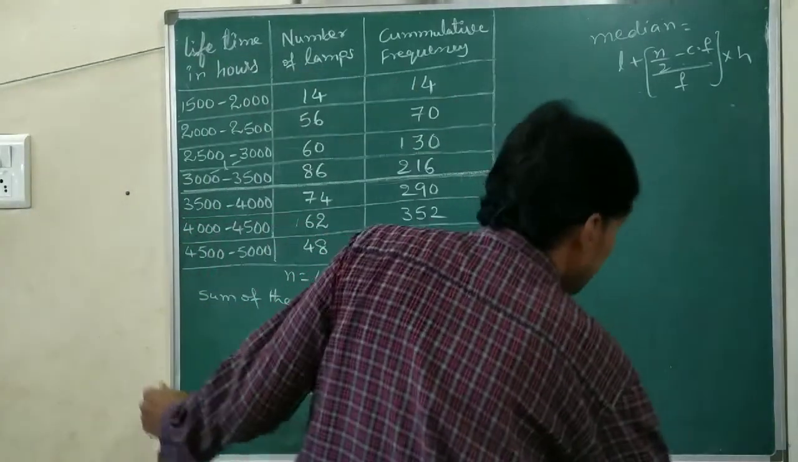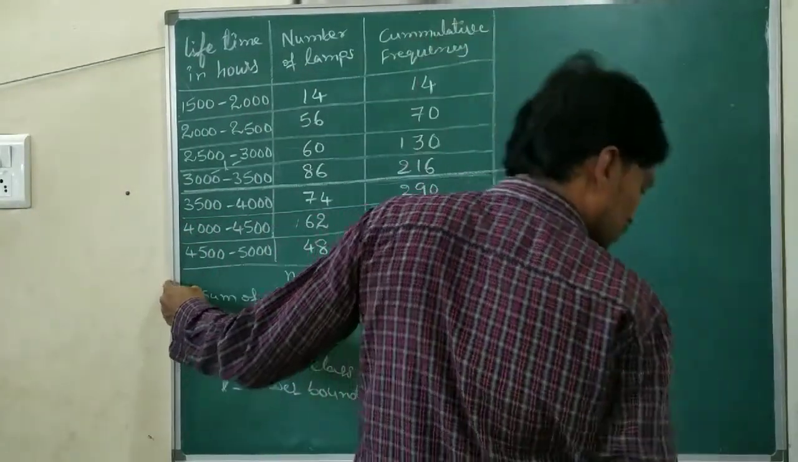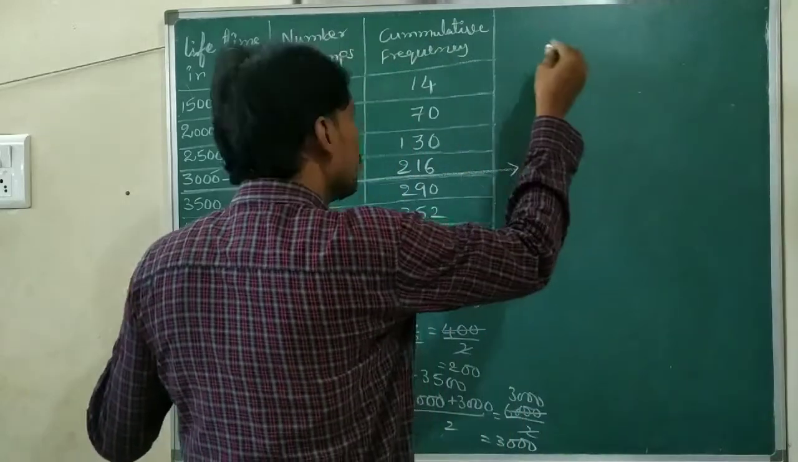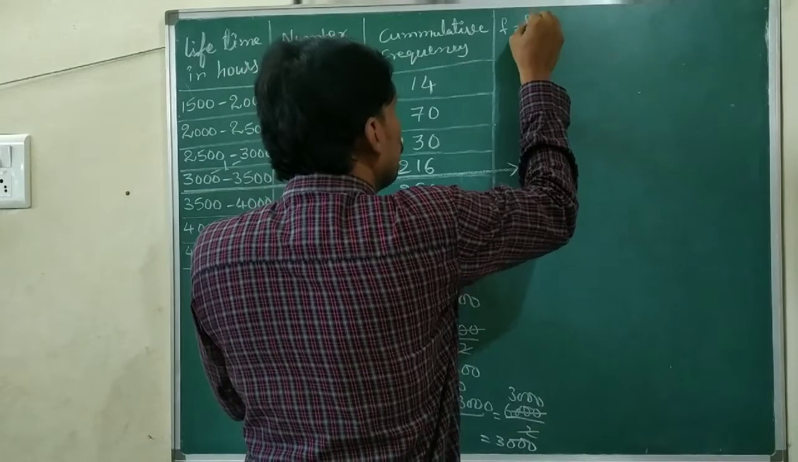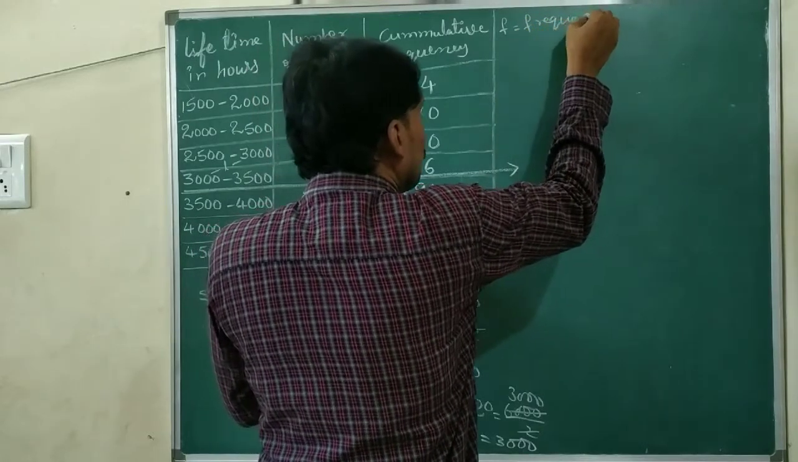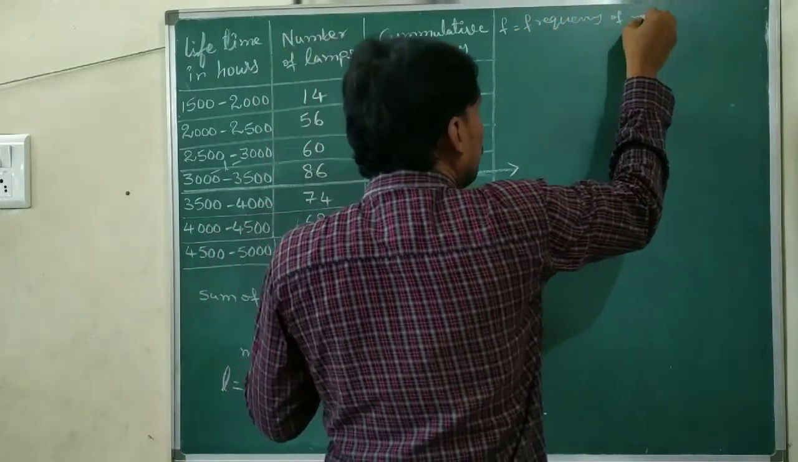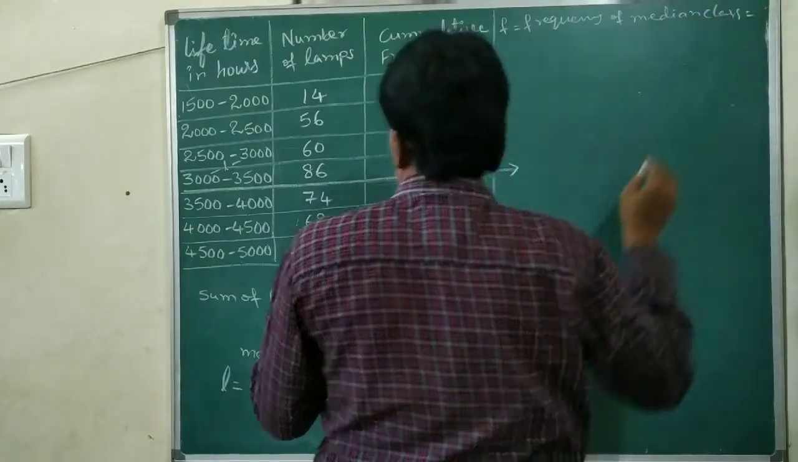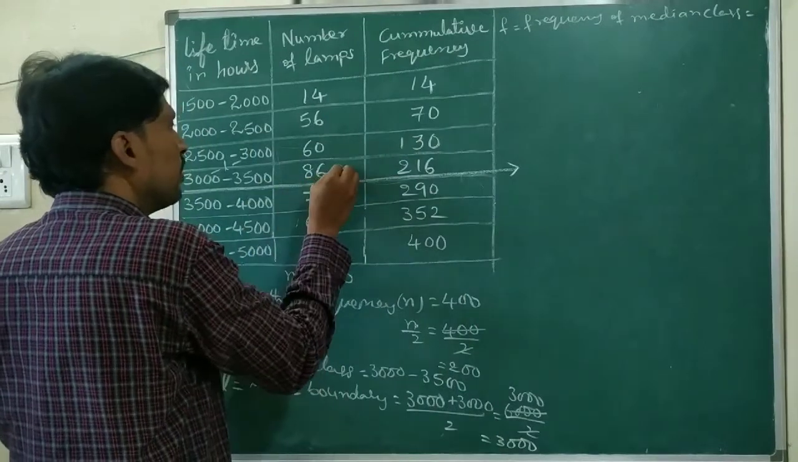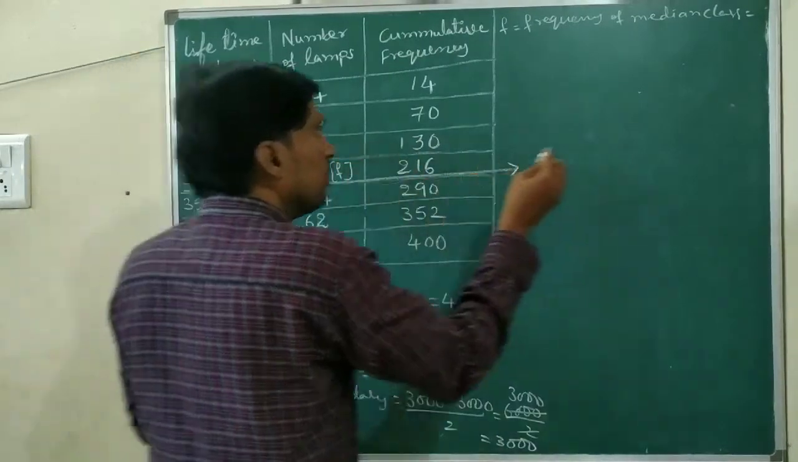Next we need to take F. F means frequency of the median class. So what is the frequency here? This F is the frequency, that is 86.